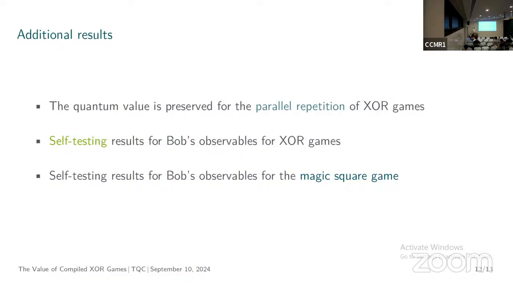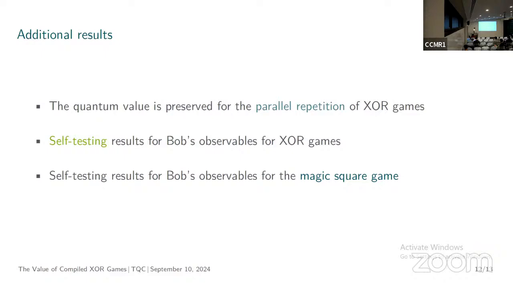So maybe you ask, why is it good to bound the winning probability for such compiled games? Well, it's always good to know upper bounds, because then you know when you have an optimal strategy. And self-testing only works if you know that your strategy is optimal, because then you're at some extreme point in some convex set, which you don't know if you don't have this upper bound.